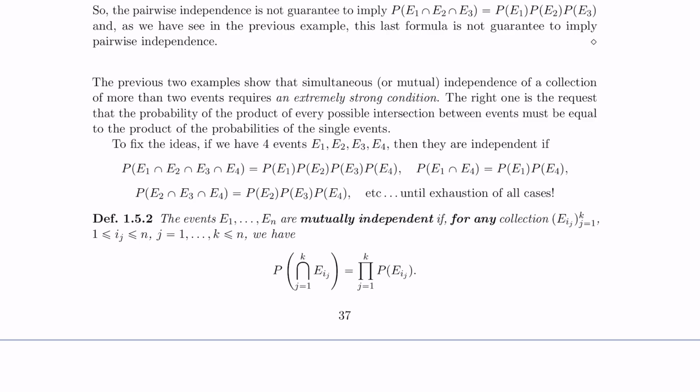As you can imagine, the definition of statistical or mutual independence for n events is quite abstract in order to avoid writing all the possible equalities. Precisely, we say that these events are mutually independent if, for any collection of events written like this, with this specification of the indices, we have that the following relationship holds. This expression contains all the possible intersections between events, and here you see the product of the probabilities of the separate events.